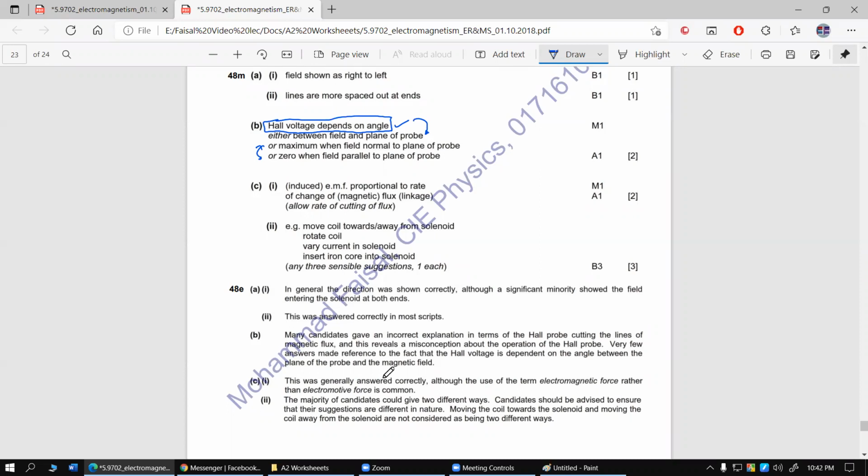If you look at the examiner's report, many candidates gave an incorrect explanation in terms of the Hall probe cutting the lines of magnetic flux, and this reveals a misconception about the operation of Hall probe. Very few answers made reference to the fact that the Hall voltage depends on the angle between the plane of the probe and the magnetic field.